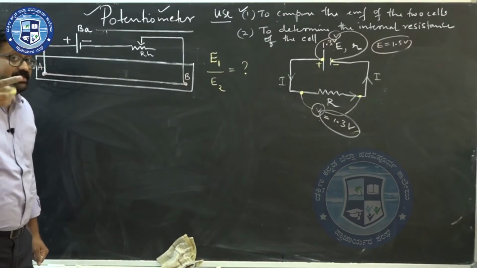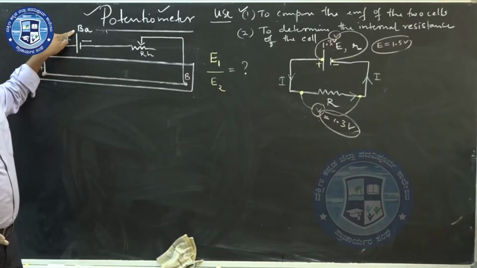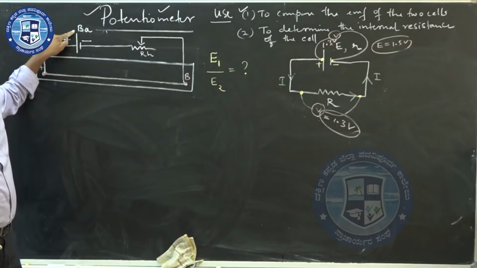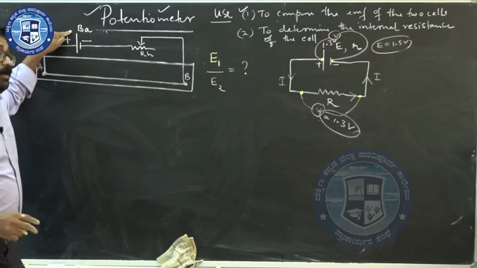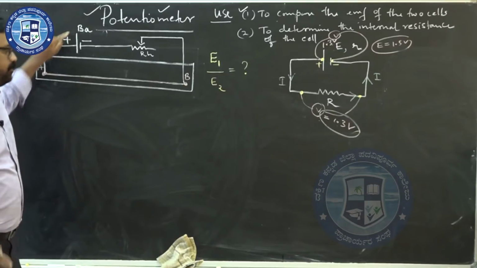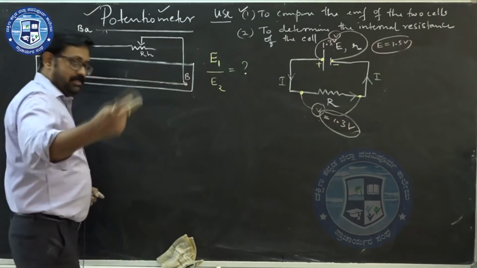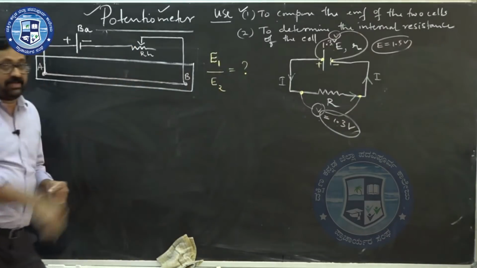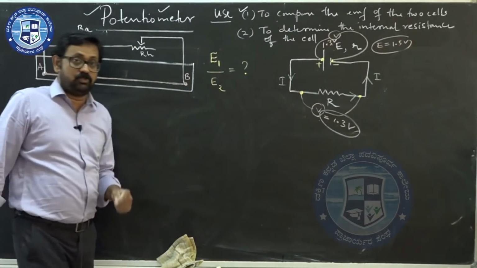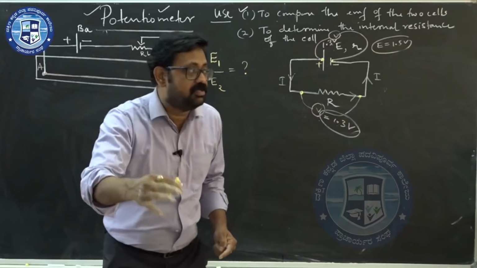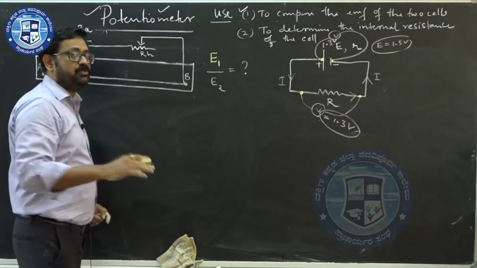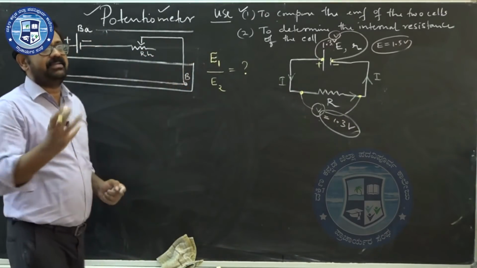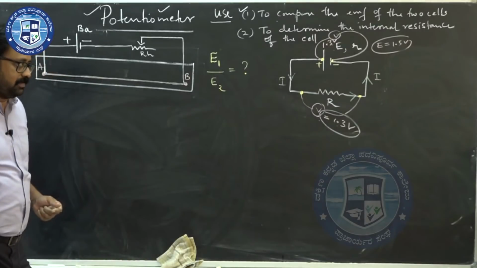I am using the word cells, so don't get confused with this. This is also actually a combination of cells, but here I will use the word battery just to avoid confusion. You will be given two cells. Let us say the EMF of one cell is E1, and the EMF of the other cell is E2. We don't know both the values, but you are asked to find out E1 by E2. That is the meaning of the question, comparing the EMF of the two cells.